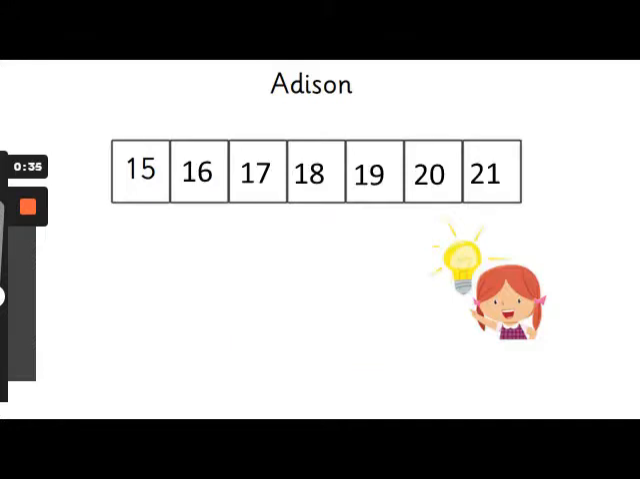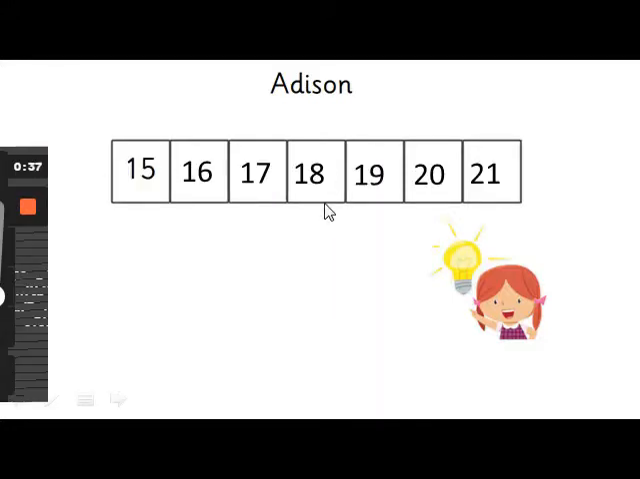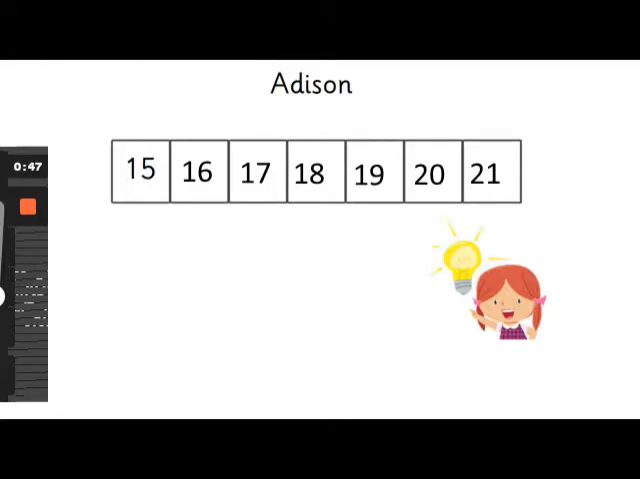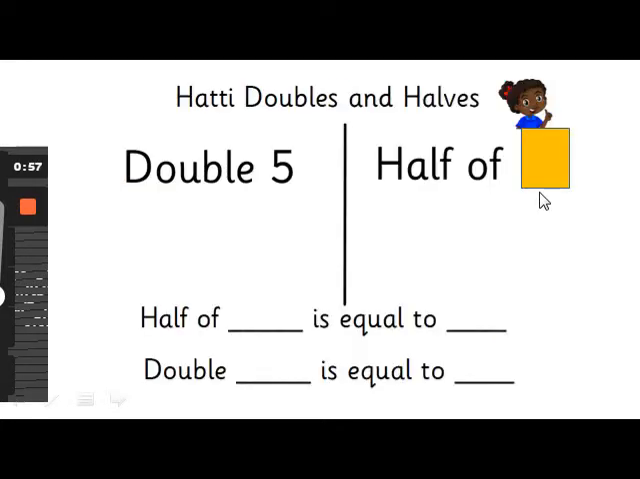Fantastic! 15, 16, 17, 18, 19, 20, 21. Pause the video now and say these numbers to yourself. Great, and now let's say it together. 15, 16, 17, 18, 19, 20, 21. Great counting, year one.